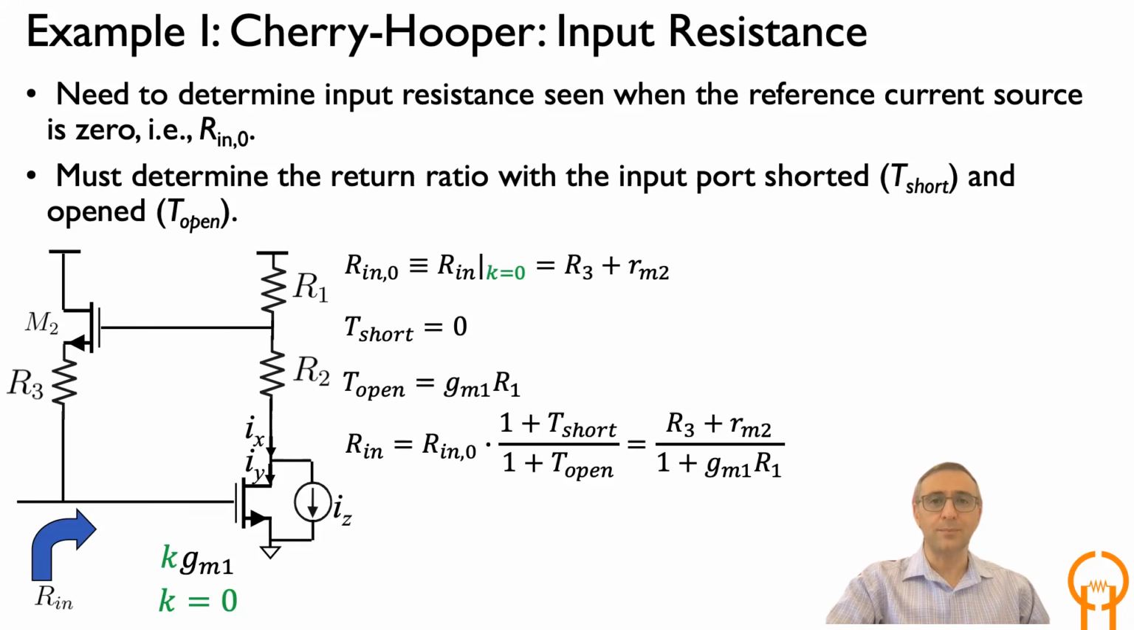Now, if you short the port, the input where the blue arrow is, to ground, you will see that no signal is going to return. So the return ratio for the source IX is going to be 0, because the voltage of the gate of M1 is grounded, so there's no signal returning. So the return ratio for short is going to be 0. But the return ratio for the open is going to be the same thing as we had before, which is GM1 R1. We have calculated this return ratio before already. So it is basically that.